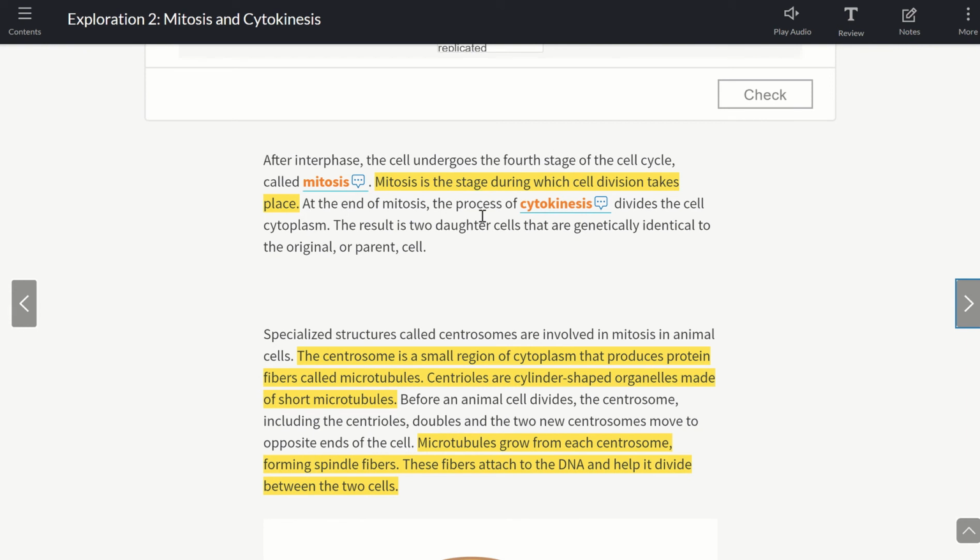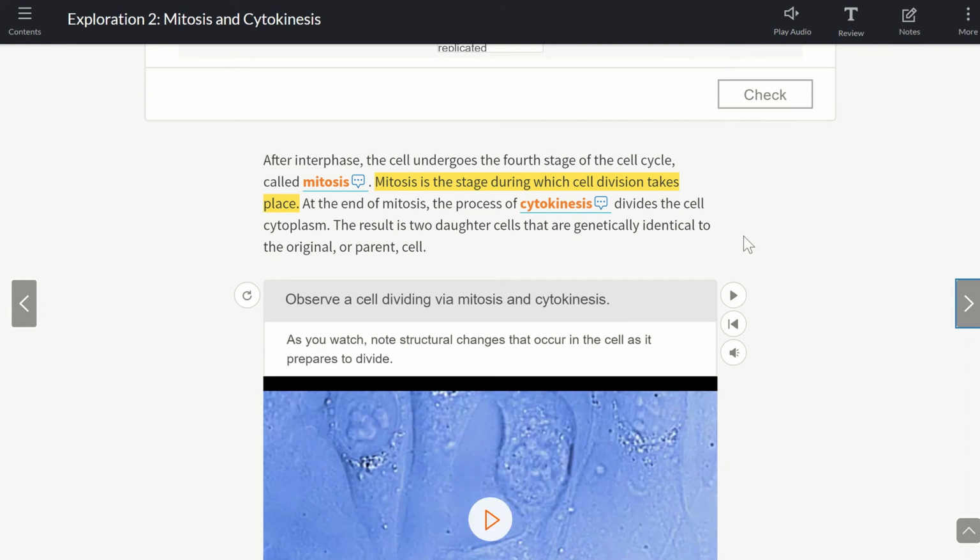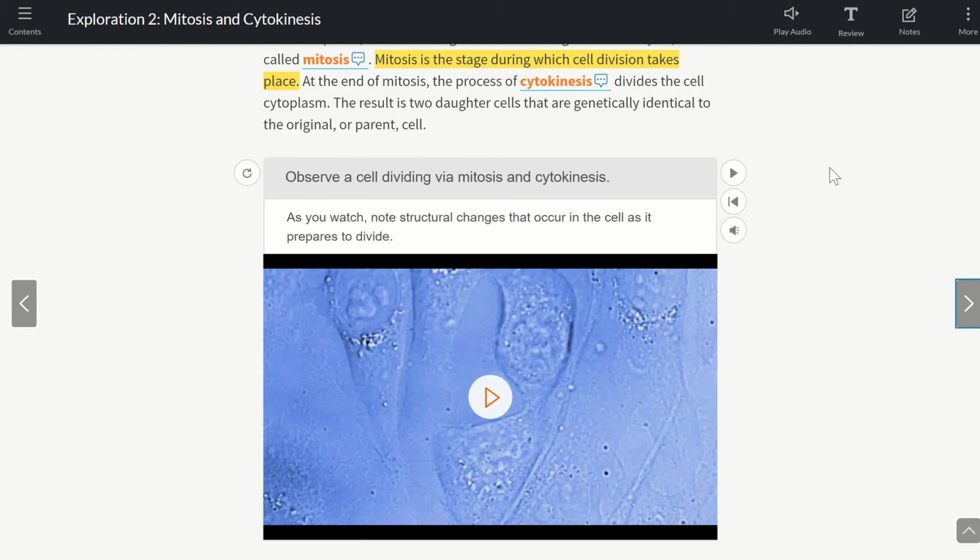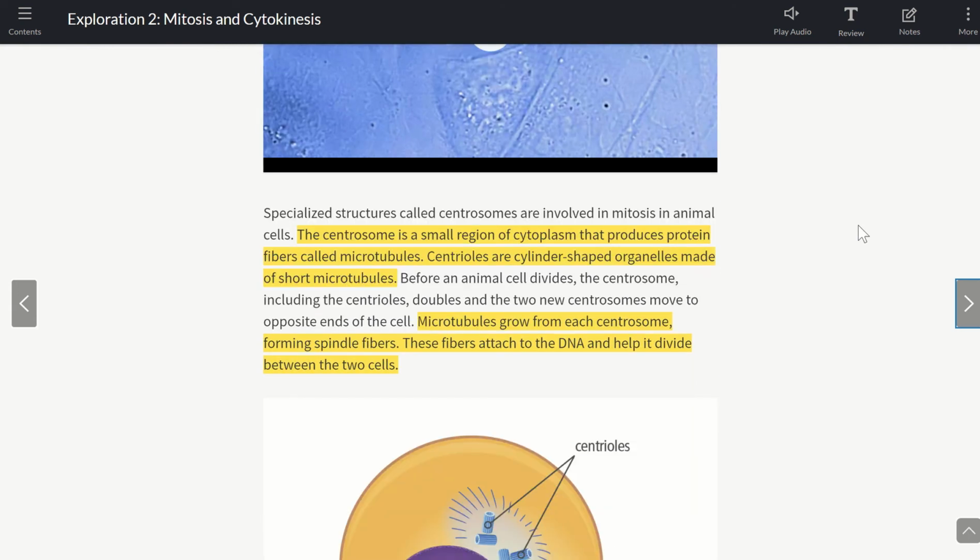Now again, mitosis is the stage at which the division of the cell's DNA takes place. We're going to describe this process in a couple of different phases, but mitosis in general is what we mean when we talk about the cell dividing up the DNA. Pretty cool animation there. Encourage you to check that out. I'm going to go ahead and move on.